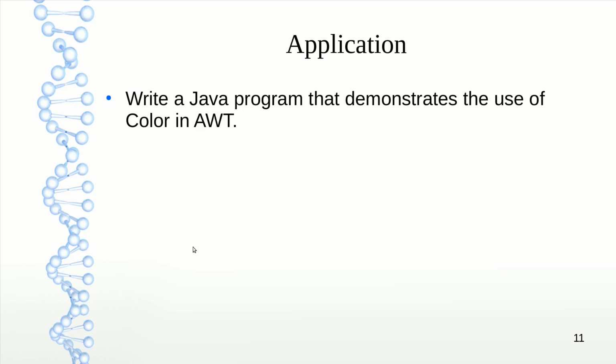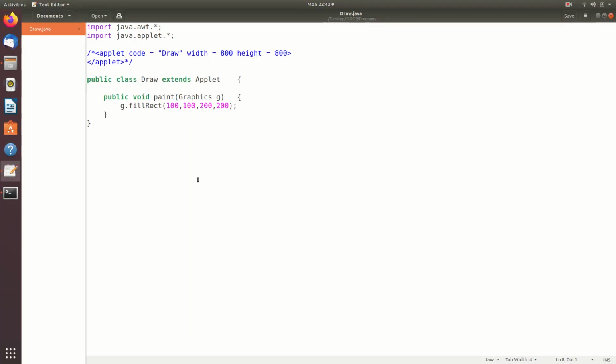Now let's see an application of these color models. So what we are going to do is to write a Java program that demonstrates the use of color in AWT. This is a part of an example that we have done in our previous lecture, and this one creates an applet, and inside the paint method we draw a rectangle that is already filled. So let's execute this applet and see how the rectangle looks like.